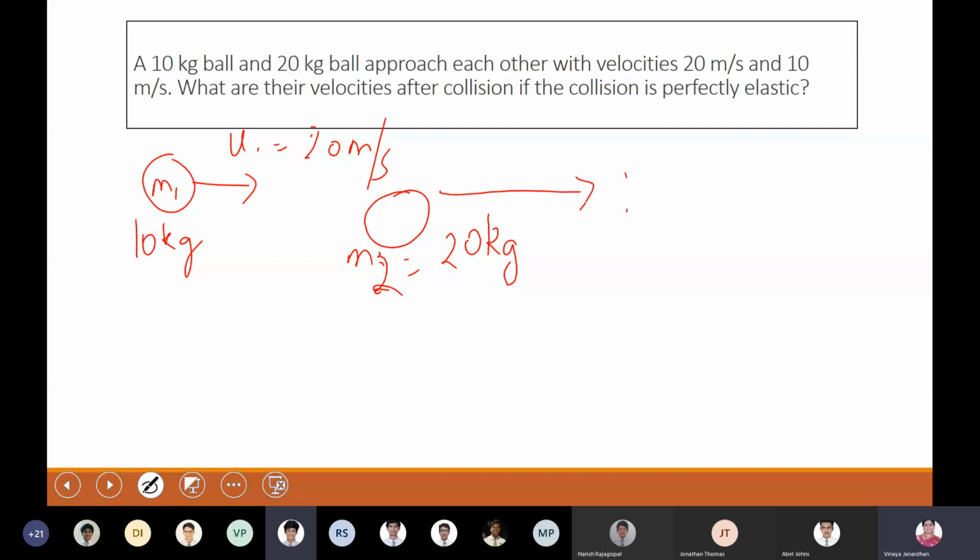Ma'am, for the previous question, what were we supposed to take for G? Right now you take it as 10. Okay.